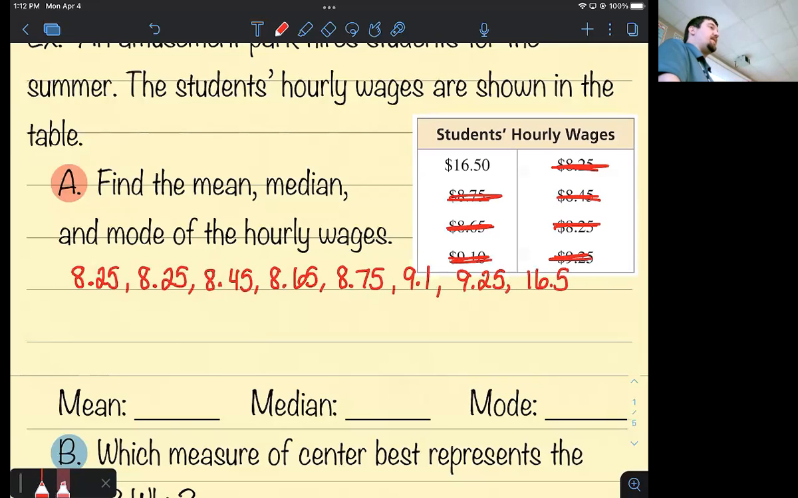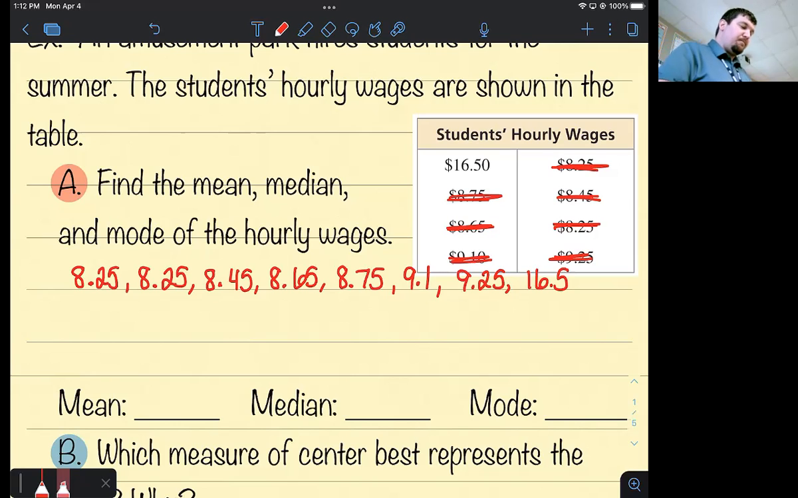I think it's helpful to line them up first when you're also finding the mean, because at least when you're adding them in your calculator, you know you're going in numerical order, so you don't have to wonder, did I put that one in? You're going in order. Also, lining up from least to greatest is going to put the modes next to each other. So there's multiple reasons why you want to do this first.